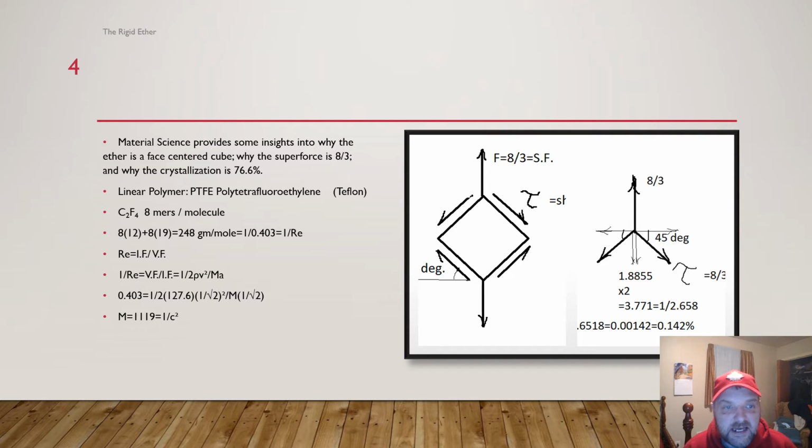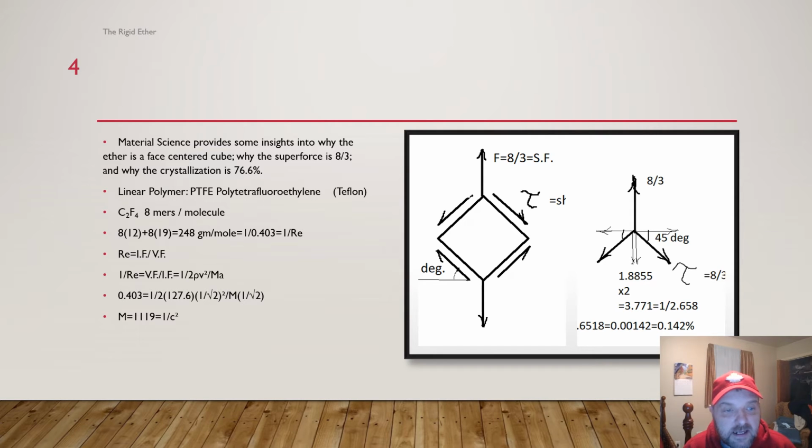PTFE, polytetrafluoroethylene, Teflon, is a linear polymer. It is 8 mers per molecule, and that happens to be 248 grams per mole, which works out to 1/403. 403 is approximately the Reynolds number for the universe. Reynolds number is the inertial forces over the viscous forces, or MA over 1/2 rho V squared, where rho is the density.